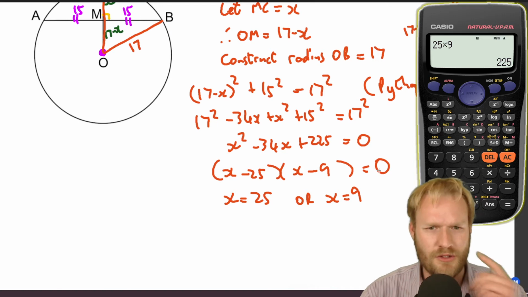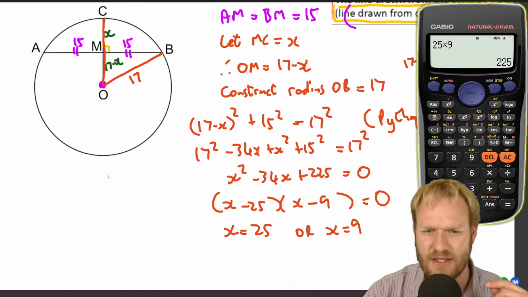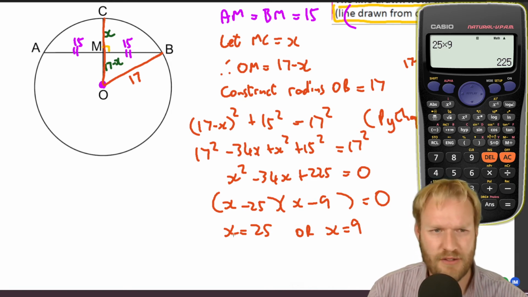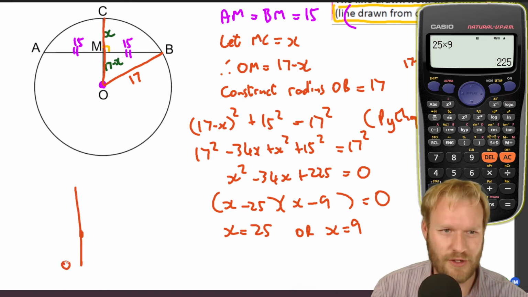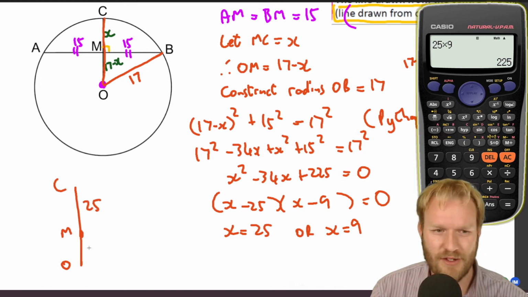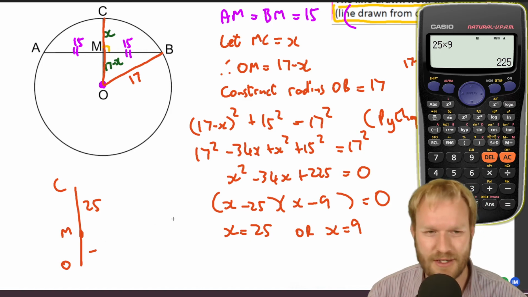Now, just wait a second. One of these definitely doesn't make sense. Which solution doesn't make sense, and why not? Well, if x is 25, then that line that we've drawn from OMC, well, that's 25, and that's 17 minus 25. So that's, well, I'm just going to stop there. It's a negative number. That doesn't make any sense.